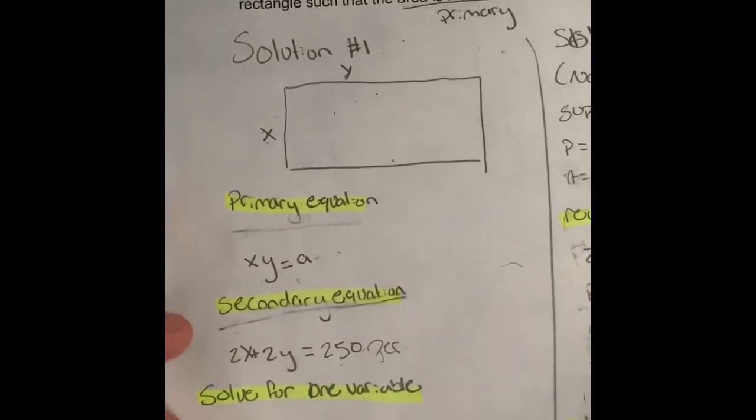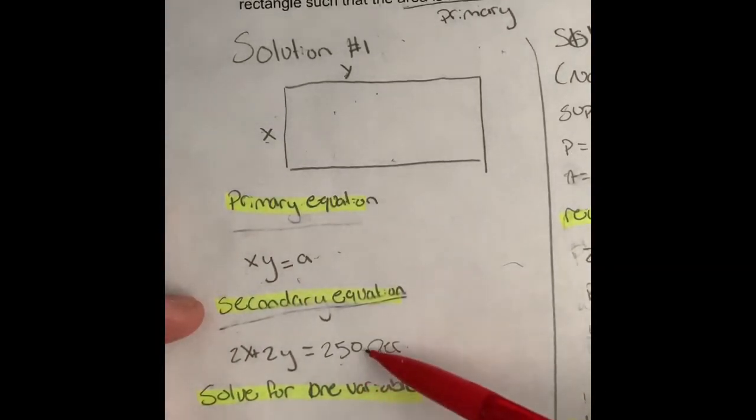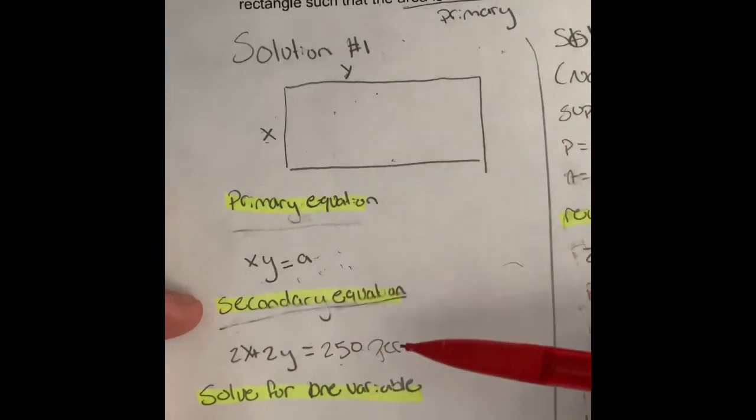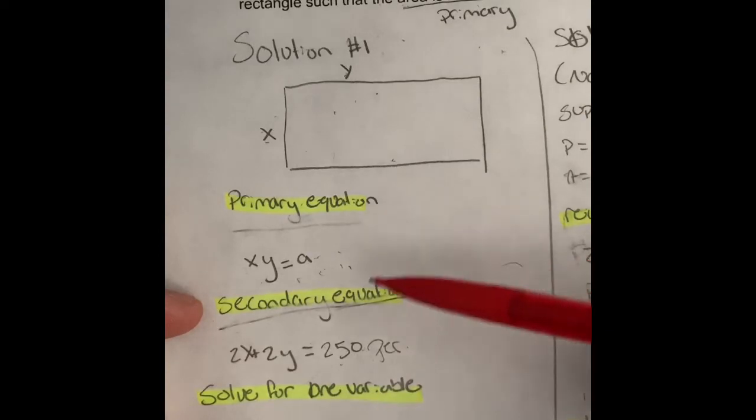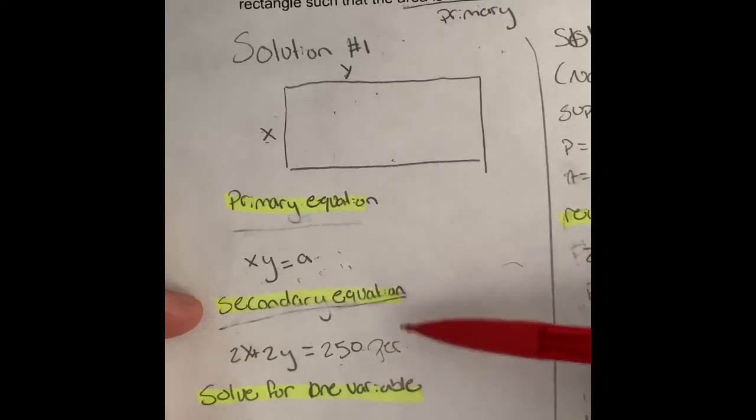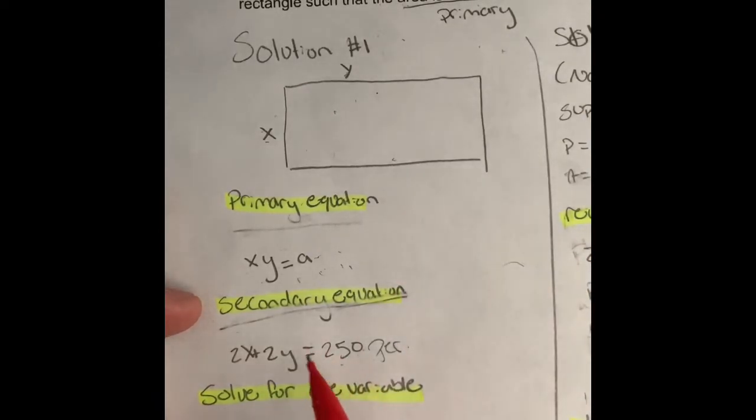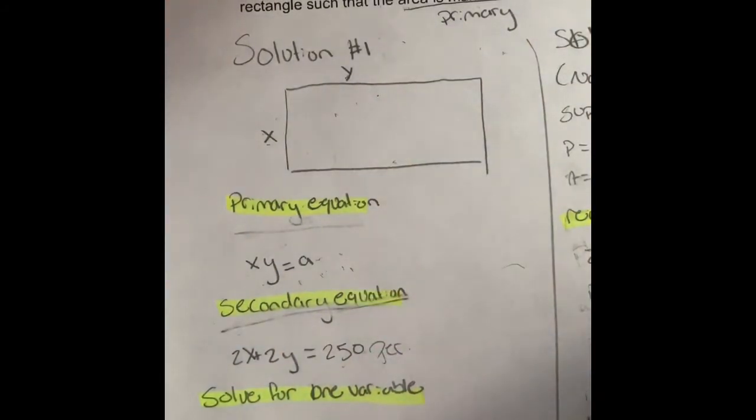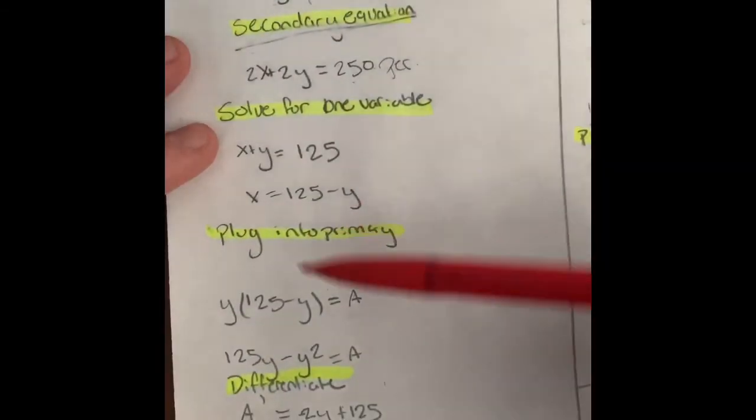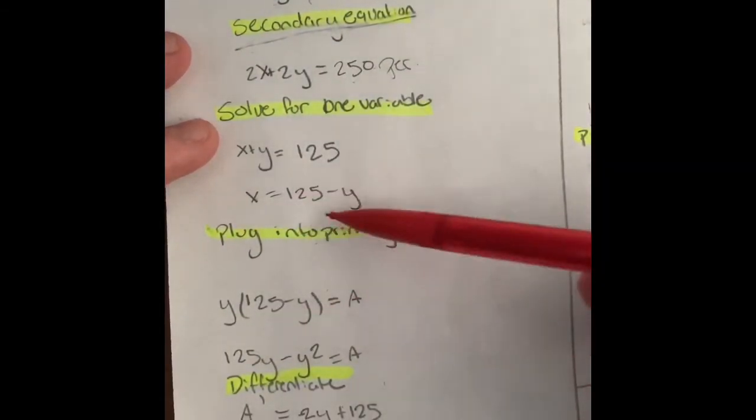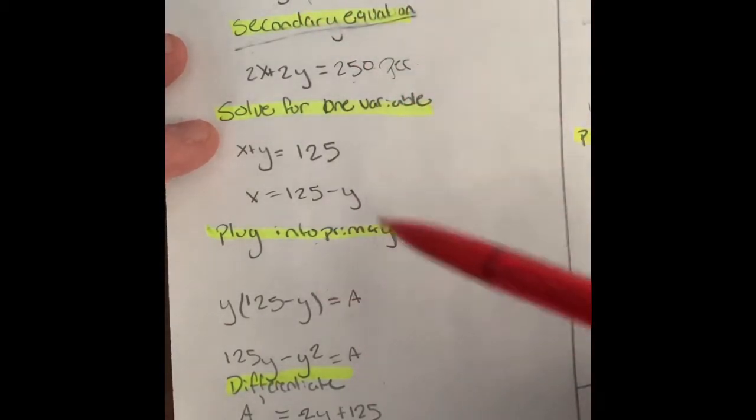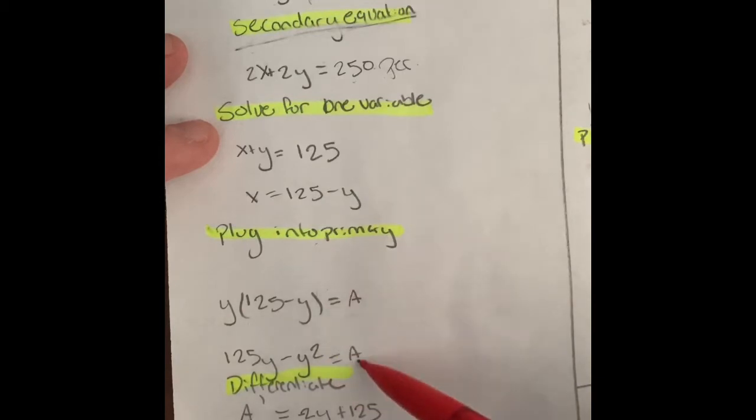Now we need to solve for one variable, so we get only one variable in our primary equation. So by doing that, we just solve for a variable in our secondary equation. We can solve for either x or y, but I just chose x. So x plus y equals 125, x equals 125 minus y. Now we plug x right here into our primary equation. So y times 125 minus y equals area, 125y minus y squared equals area.